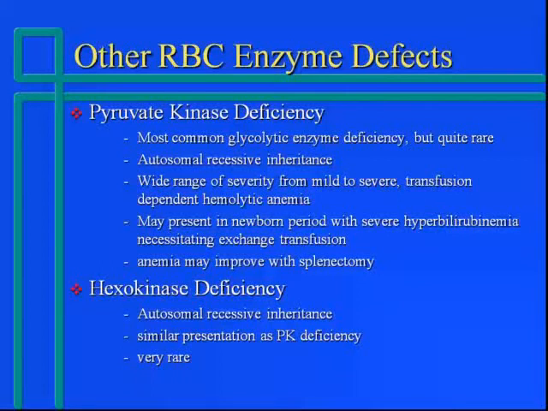Pyruvate kinase deficiency is the second most common, and it's the most common glycolytic enzyme deficiency. It's inherited in an autosomal recessive manner, also has a wide range of severity, and can lead to a severe transfusion-dependent hemolytic anemia. It can present in the newborn period with severe hyperbilirubinemia necessitating exchange transfusion, and as with hereditary spherocytosis, the anemia may improve with splenectomy. And last worth mentioning is hexokinase deficiency, also autosomal recessive with a similar presentation to pyruvate kinase deficiency and a very rare condition.